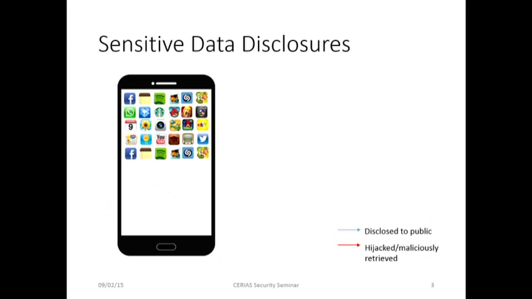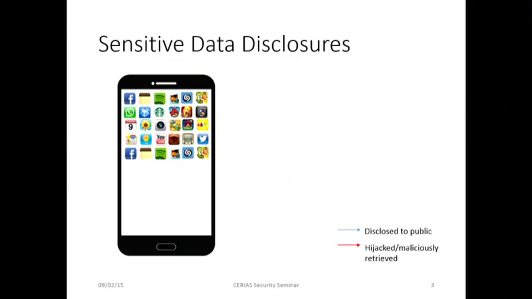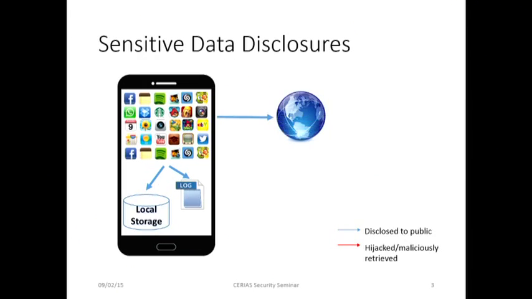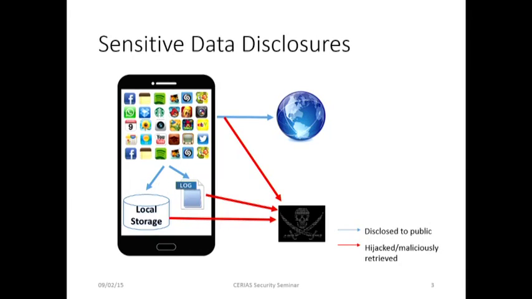Recently, smartphones and mobile apps have been an essential part of our lives. At the meantime, users' privacy has become a major concern. And in mobile apps, it's very common for the apps to disclose the sensitive user data to local storages, to logs, or to some external public channels like internet. But unfortunately, such disclosures may be hijacked or maliciously retrieved by adversaries, leading to some serious leakage of users' privacy.